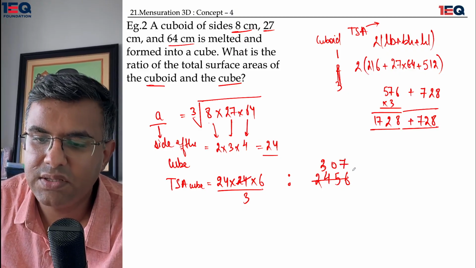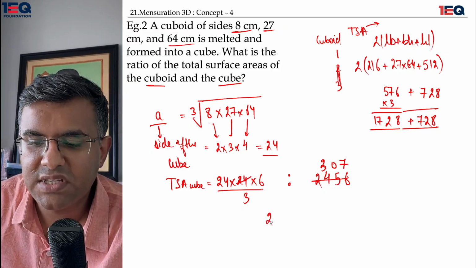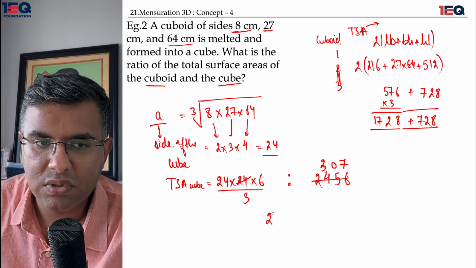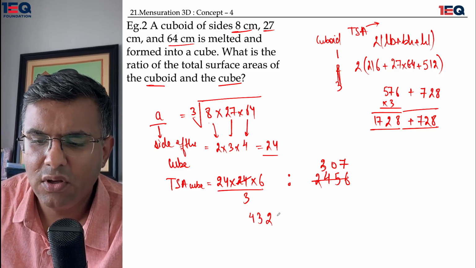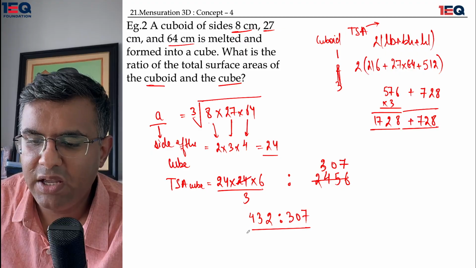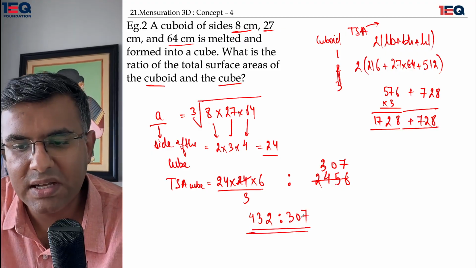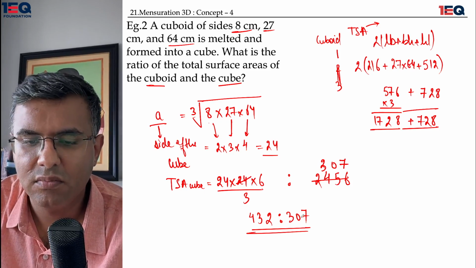307. So we have 18 fours are 72. 18 twos are 36. 36 plus 7 would be 43. So 432 is to 307 is my answer. Okay, this is the answer that I was looking for. Good enough. Let's move on.